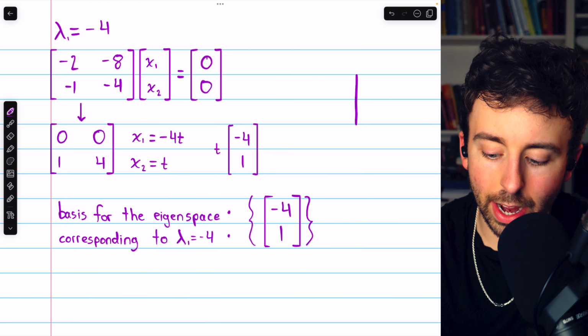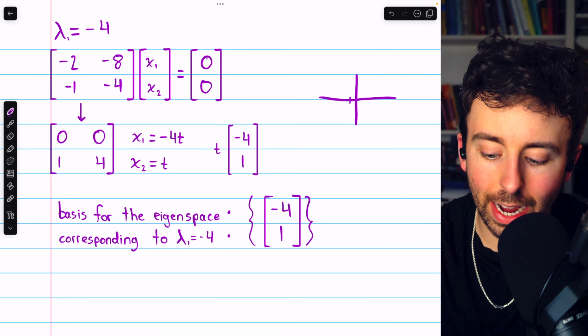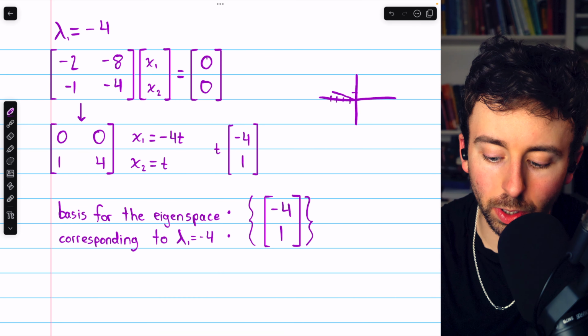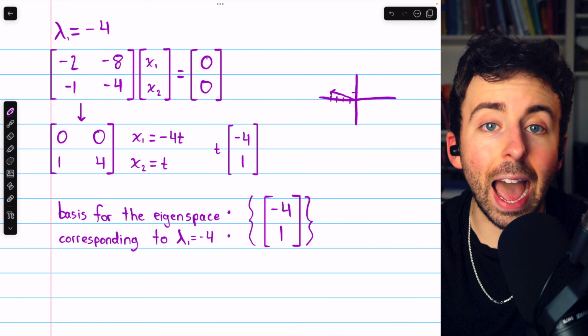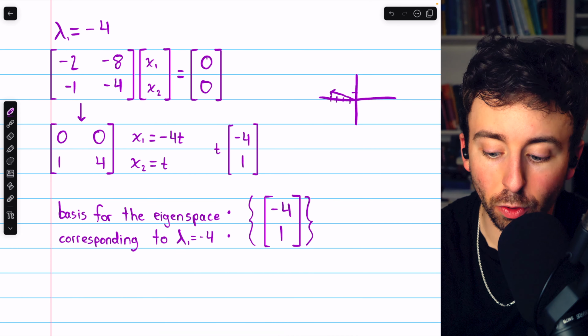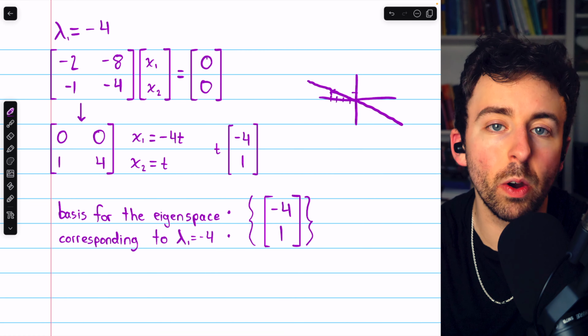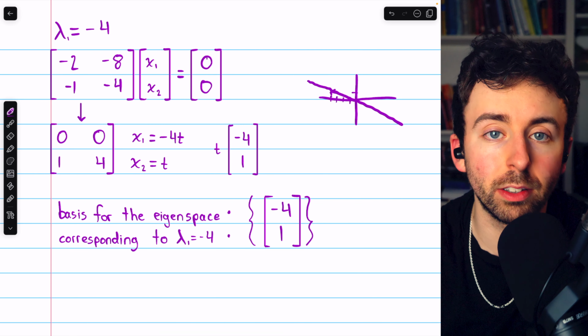If we were to do a quick sketch, the vector negative 4, 1 exists in R squared, and so it would look something like that. The eigenspace consists of all scalar multiples of this vector, so that would be a line through the origin, which we know is a subspace of R squared.